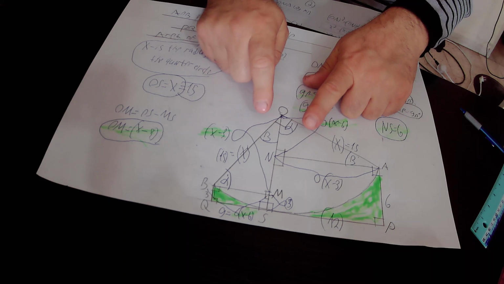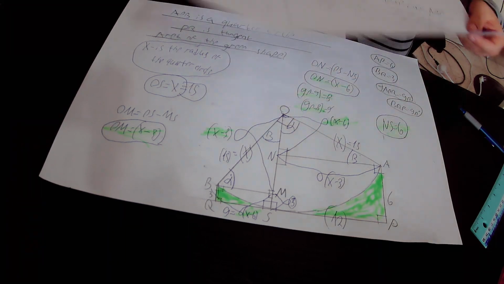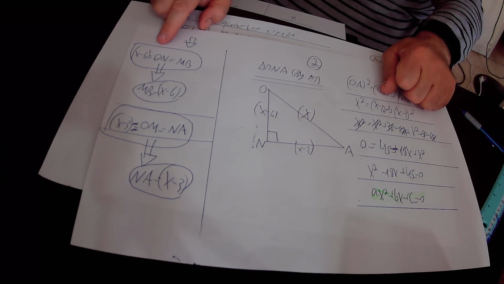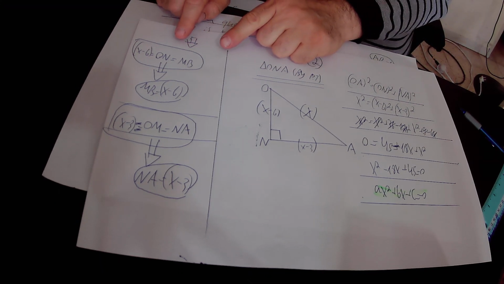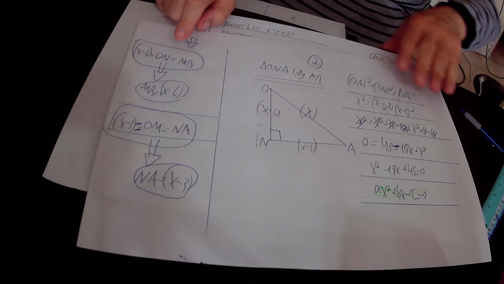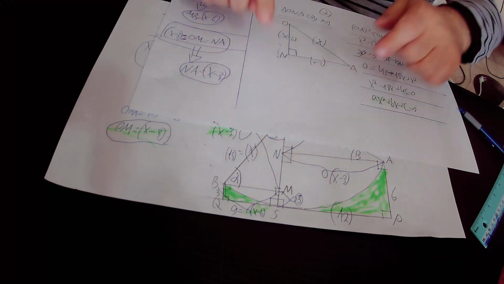But we have already found out that ON equals x minus 6. So we can write here that ON equals x minus 6, and from this equation, x minus 6 equals ON equals BM, we will derive that BM or MB also equals x minus 6. So this side BM equals x minus 6.